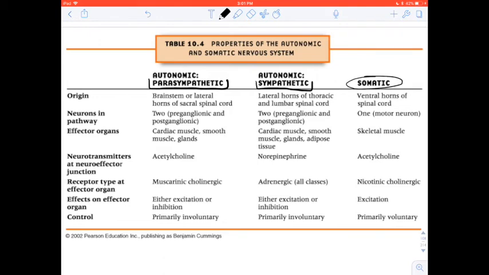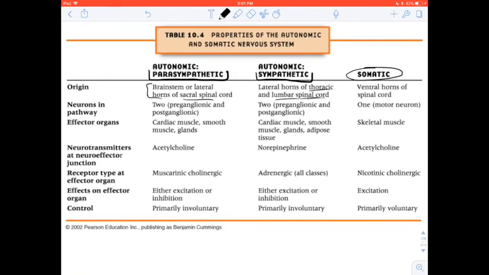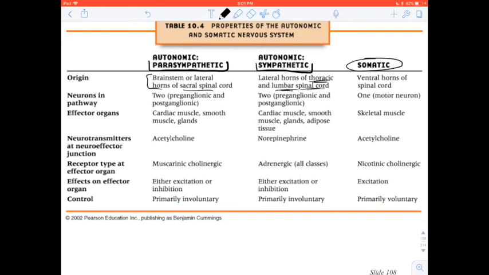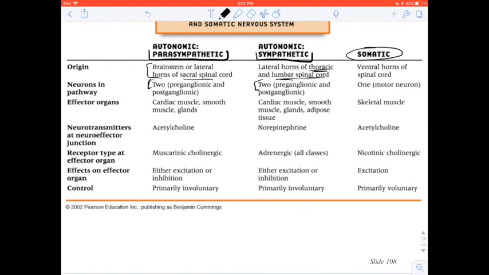All right, and we've already talked about a lot of this stuff. So where it begins, the brain stem or the sacral spinal cord is going to be parasympathetic, right? The thoracic and lumbar spinal cords, and I don't know if I mentioned that earlier, but it's lumbar and thoracic for the sympathetic system, right? And both of these, so let's note some commonalities, are going to have two neurons coming out in the pathway. And remember we talked about that preganglionic and postganglionic, right? And then we're going to get into these neurotransmitters.